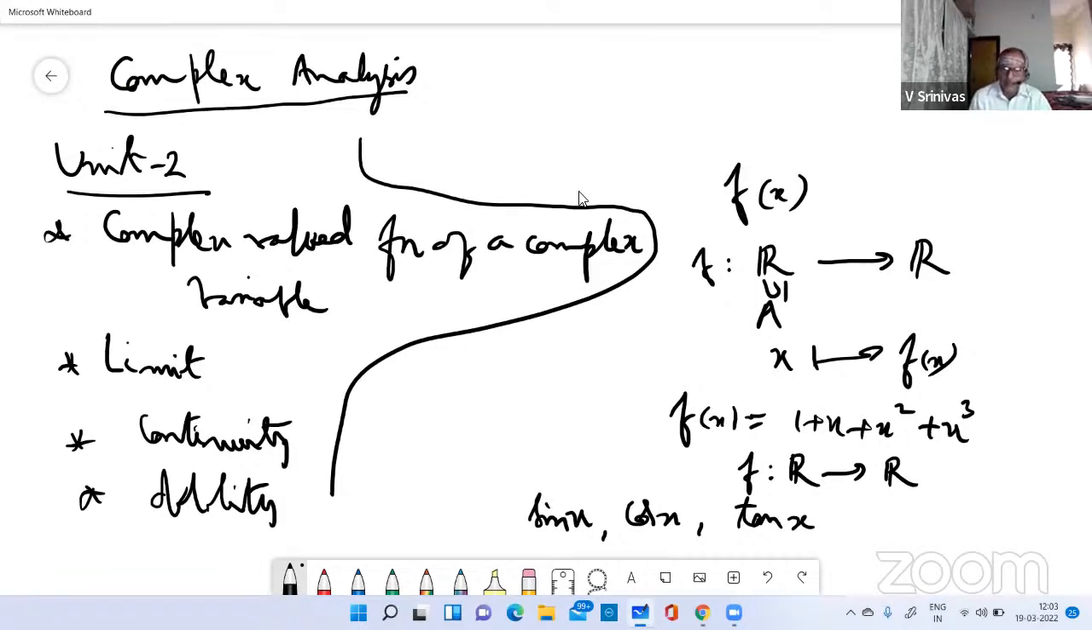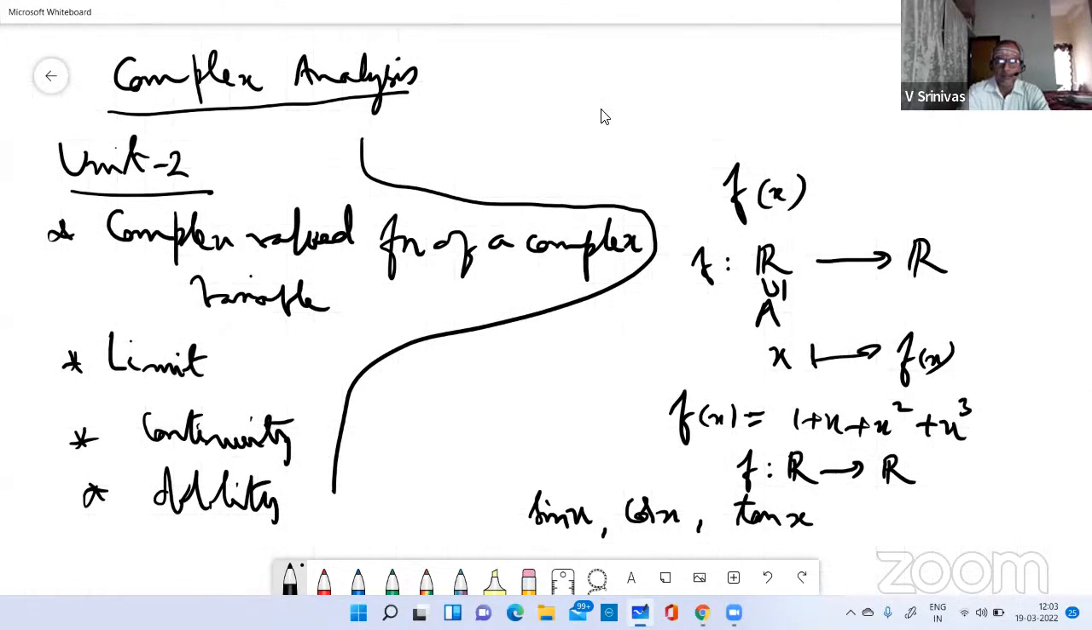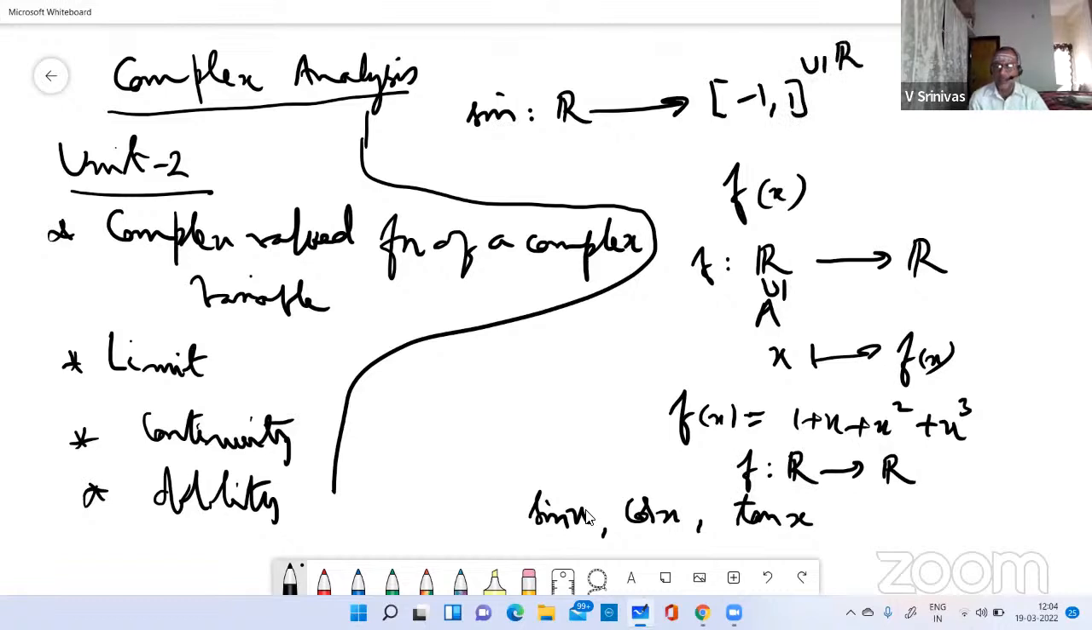What is a sine function? What is the domain of the sine function? Sine is a function from R into the closed interval from -1 to 1, which is a subset of R. Are you able to follow me? Yes, sir. The sine function is a function from the set of real numbers into the closed interval -1 to 1, which is a subset of R.